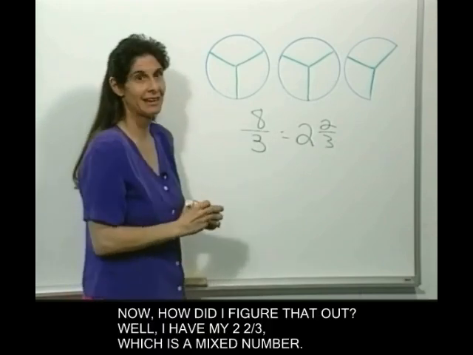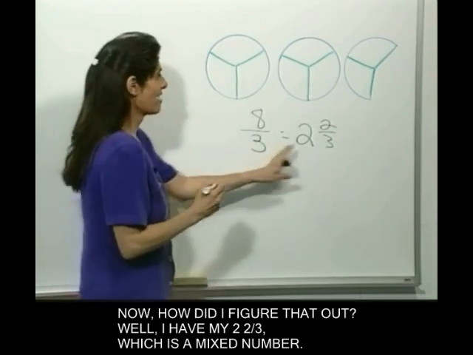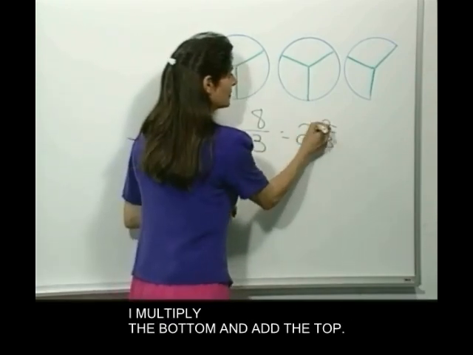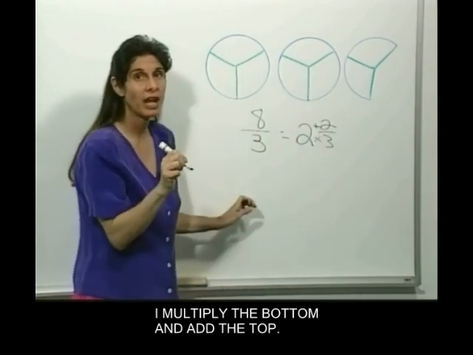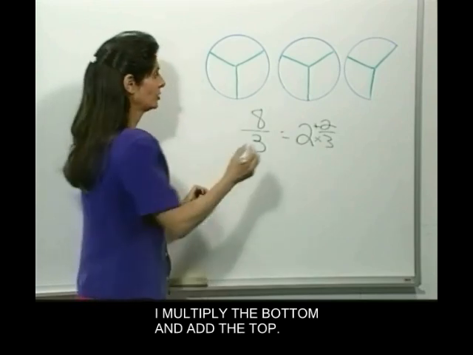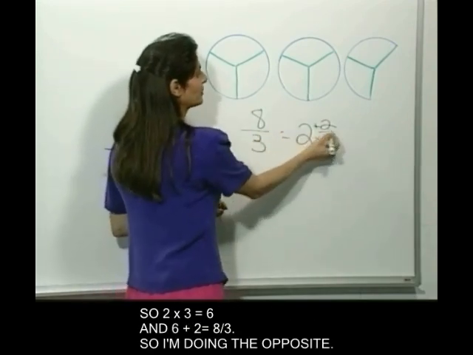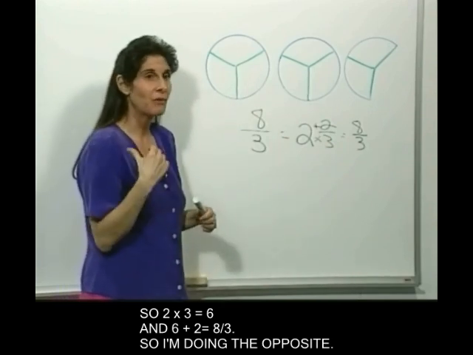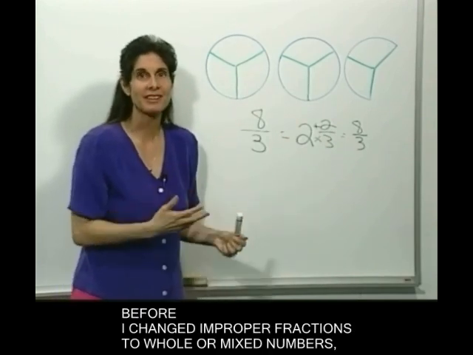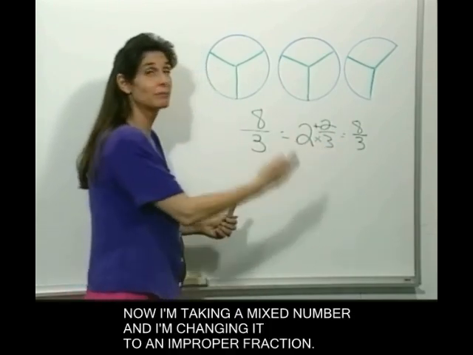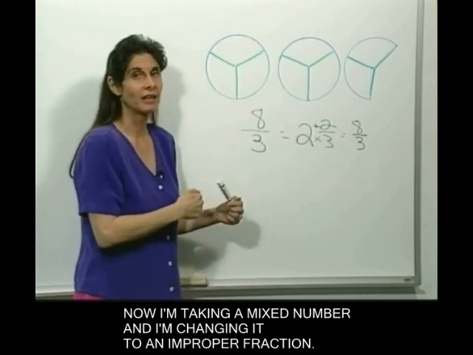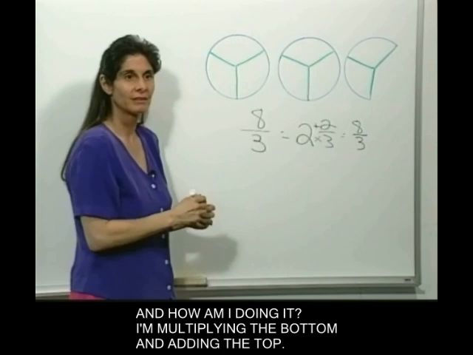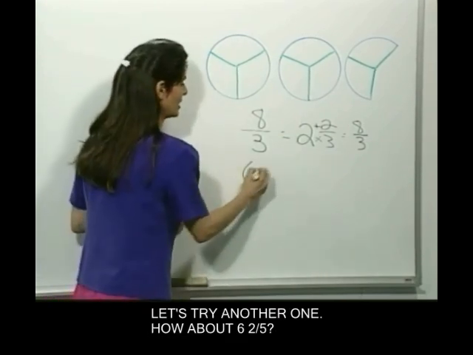Now, how did I figure that out? Well, I have my 2 and 2 thirds, which is a mixed number, and I multiplied the bottom and added the top. So 2 times 3 is 6, and 6 plus 2 is 8 thirds. So I'm doing the opposite. Before, I changed improper fractions to whole or mixed numbers. Now I'm taking a mixed number and changing it to an improper fraction. And how am I doing it? I'm multiplying the bottom and adding the top. Let's try another one. How about 6 and 2/5?